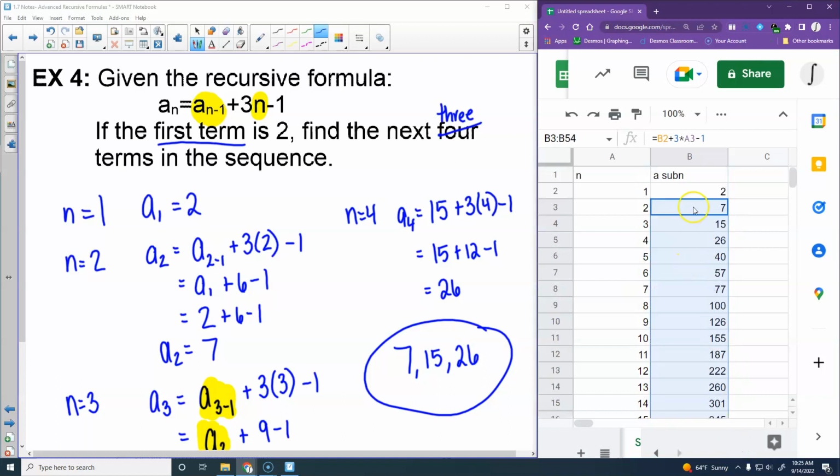You copy that down. So if you needed more. So if you ever had to do this where the spreadsheet was allowed, then you could do it this way. But you will see some of these where you can't use the spreadsheet.